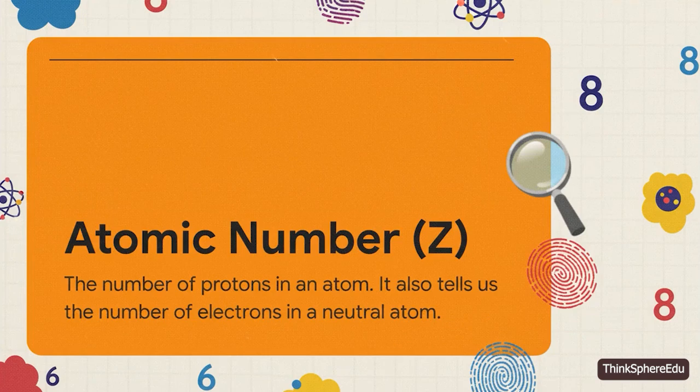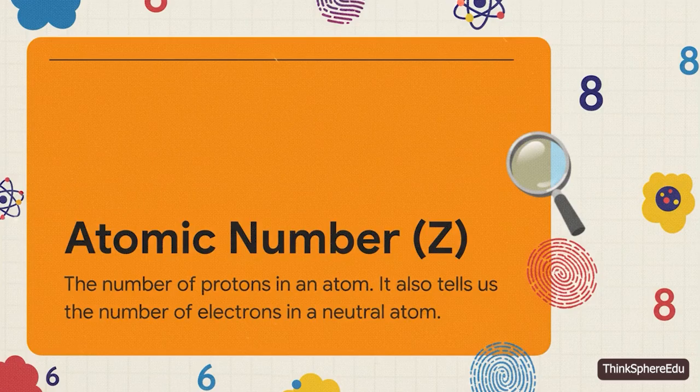Okay, so how can we tell all these different types of atoms apart? The secret is something called the atomic number. It's super simple, it's just the number of protons in the nucleus. And that number is like a unique fingerprint for every single element. If an atom has 6 protons, it is always carbon. If it has 8, it's always oxygen, no exceptions.